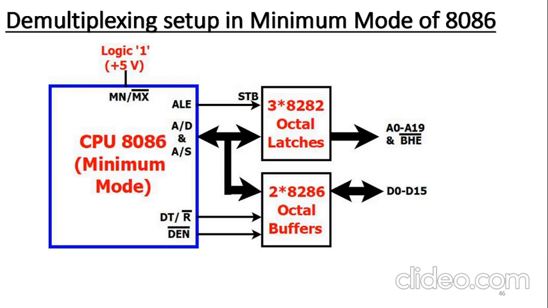The same setup is available in maximum mode. The only difference is that in maximum mode the ALE signal is available from the 8288 bus controller. Similarly, the DT/R bar signal is also available from the same bus controller, and an active high data enable signal is available from the 8288, which needs to be inverted, and then connected to the octal buffer. We'll see those details in the minimum and maximum mode designs. So this is all about the remaining signals.